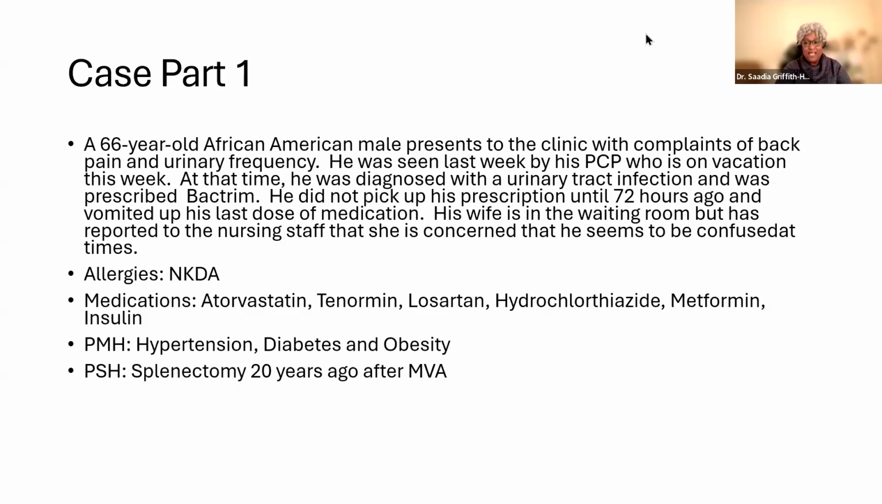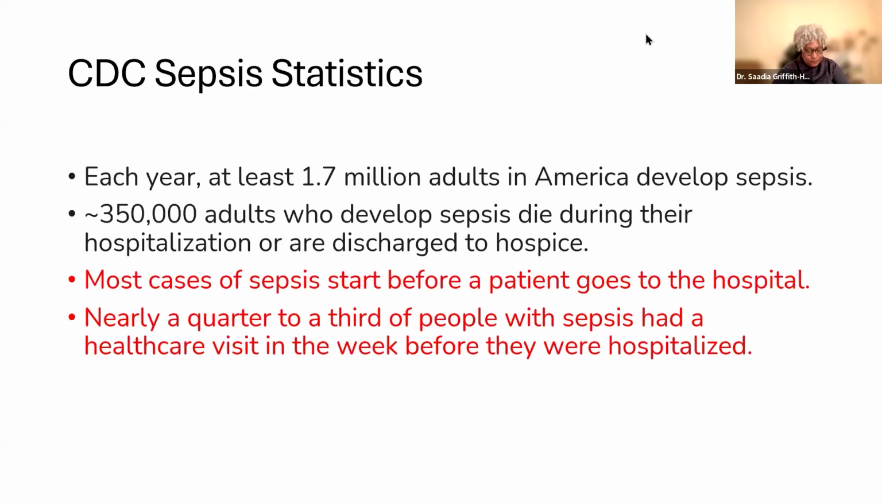I like to look at his wife as a gift because she's able to give you some insight into his mental status. His past medical history of diabetes is concerning for risk for infection. And of course, the big red flag in this case is his splenectomy, which makes him an immunocompromised host. So let's keep that in mind as we go through our discussion today.